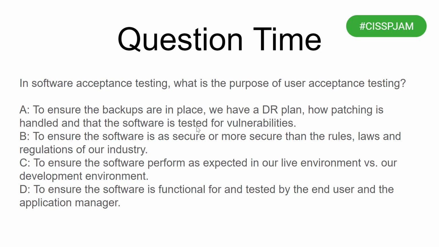So in software acceptance testing, what is the purpose of the user acceptance test, the UAT? To ensure the software is functional for and tested by the end user and the application manager. Okay, let's go through this one by one. To ensure that the backups are in place, that doesn't even talk about software. To ensure software is as secure or more secure than the rules, laws, and regulations of our industry. Doesn't make any sense, but okay. To ensure the software performs as expected in our live environment versus our development environment. It kind of sounds like it, but let's read the last one, like everybody said. To ensure the software is functional for and tested by the end user and the application manager.